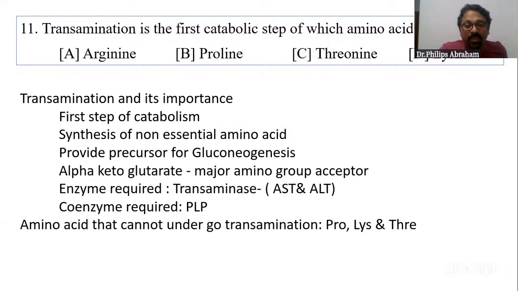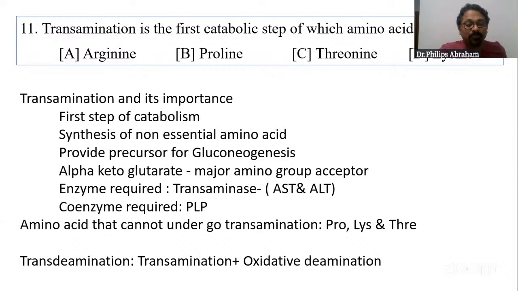So here the question indirectly asked about exceptions in transamination: which amino acids cannot undergo transamination? That was the question asked. Then after transamination, there is one more thing, trans-deamination. Transamination, when coupled with oxidative deamination, is called trans-deamination. That you should also know. That happens in the liver.